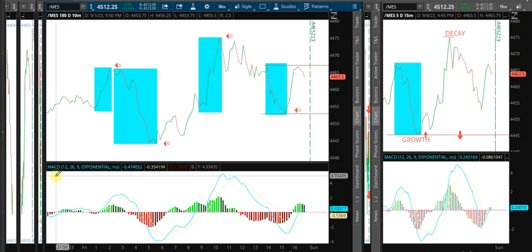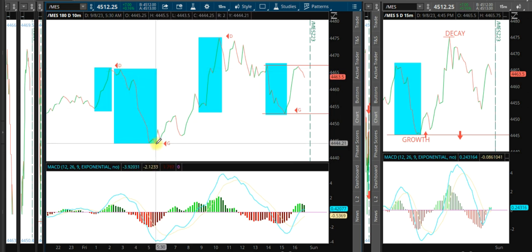Now here we have the MACD, and we have a typical slider top here. That's a decaying fractal. Now, if you look at the MACD indicator, it crossed over, confirmed the top, and then went down.